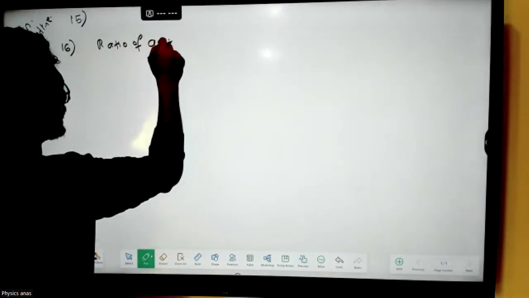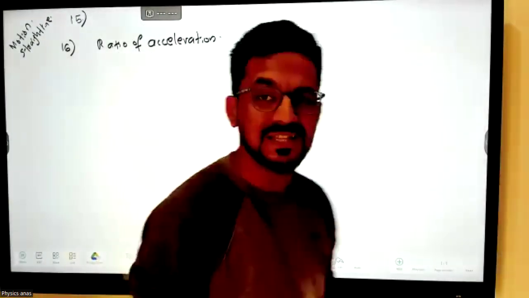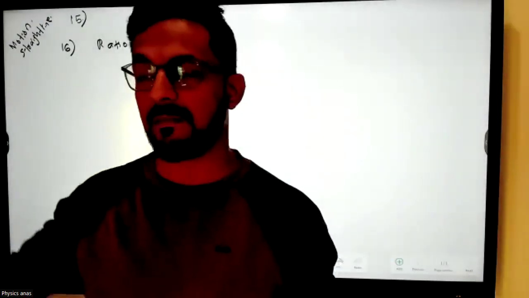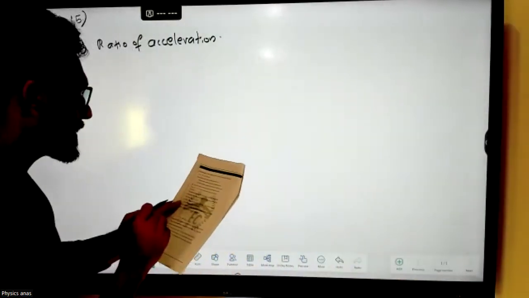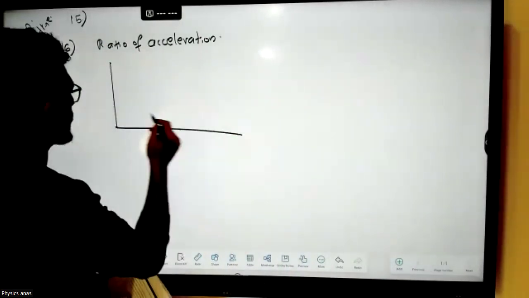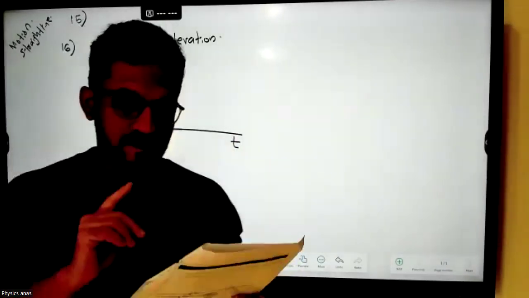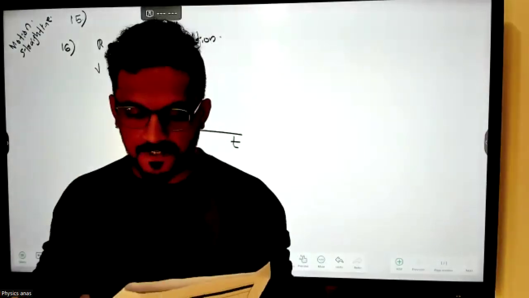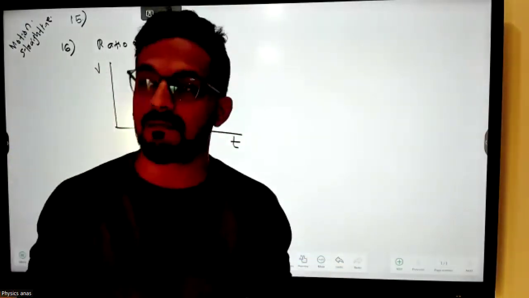Ratio of acceleration. We may have done this question, but no problem, I'm doing it anyway. So there is a velocity time graph. This will be velocity and this is time. Two objects are there, two graphs. Two objects make angle 30 degree and 60 degree with the time axis.